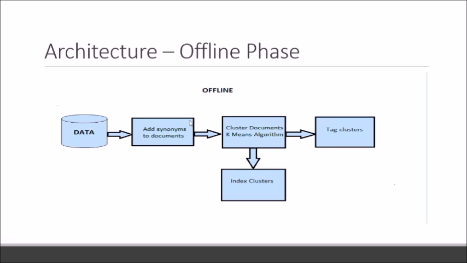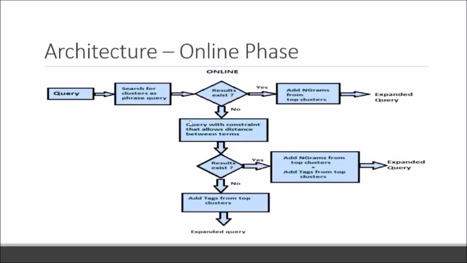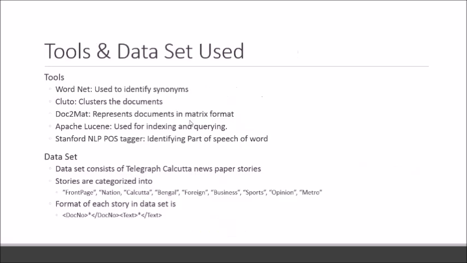The above diagram shows the architecture of the offline phase, which involves clustering and indexing. And this is the architecture of the online phase that has just been explained. There are different tools that we have used in our project. They are shown in the slide. Our dataset comprises news stories from Telegraph Calcutta. Now, we will run some queries and observe the query expansions.